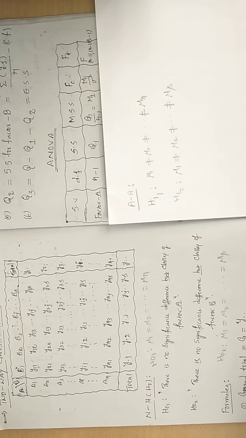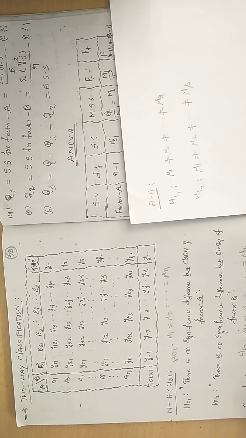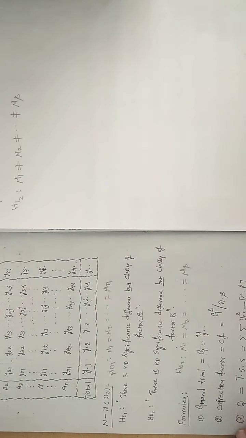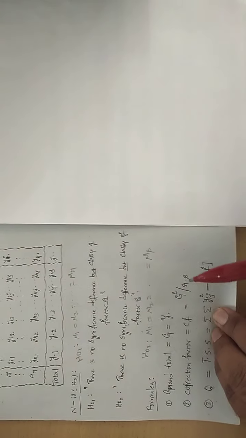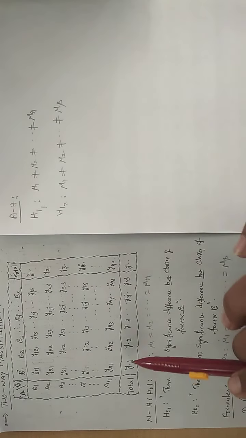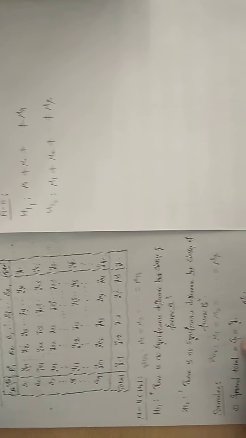Now we go for the formula. So as usual, just like our one way, here also the first one is the grand total. So what is that? Capital G. Standard notation is capital G. What is the notation? Y double dot. That means total of all the rows or else total of all the columns. Both should be equal, this total or this total. What to call this? Y double dot. Grand total you will get.